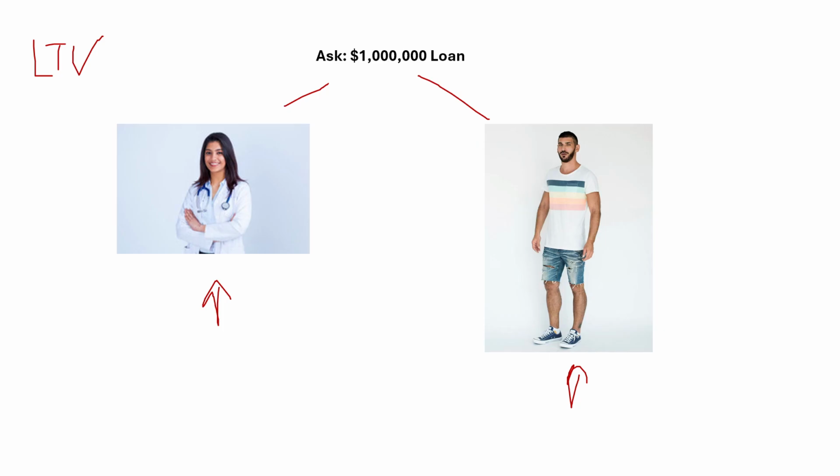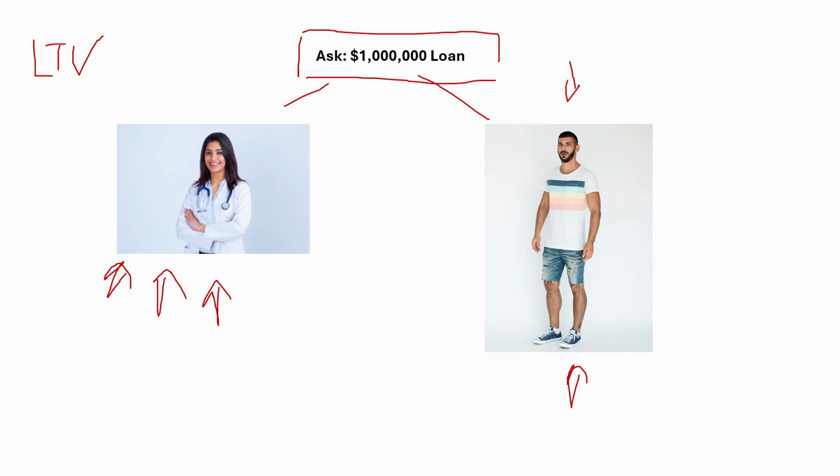Now the question is, if they approach you and you're the bank, you have a doctor and some average Joe asking you for $1 million, who are you more likely to loan it to? Probably the doctor. And why is that? Why are you more willing to loan the money to the doctor and not to the average Joe?